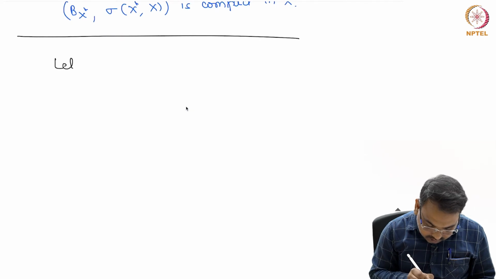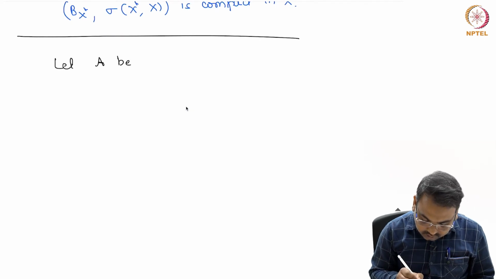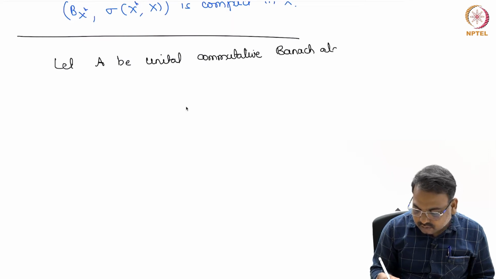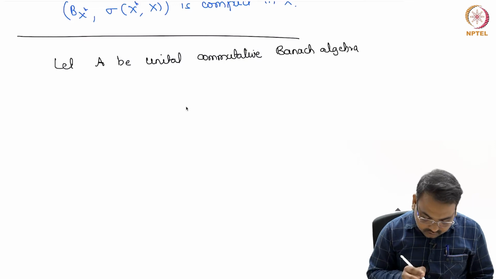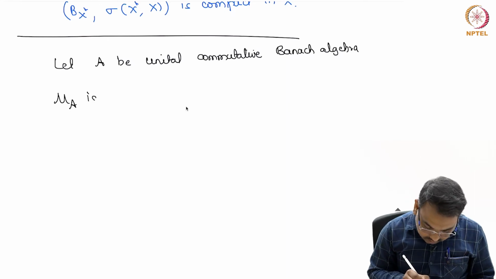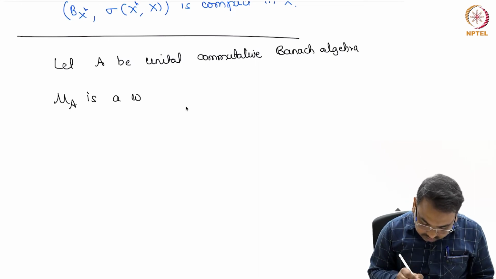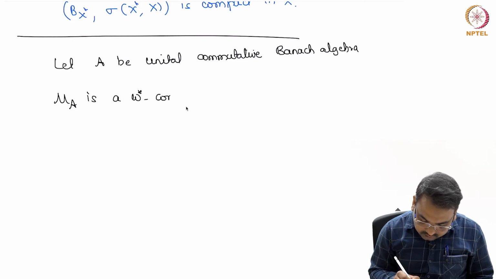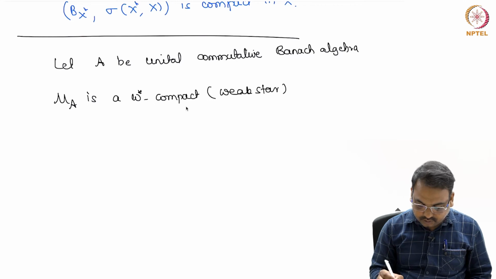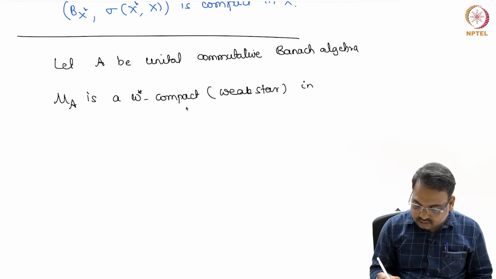Let A be a unital commutative Banach algebra. And we know that M_A is non-empty, then we can say that M_A is weak star compact. Sometimes we write this double star compact. This is weak star compact in A star.